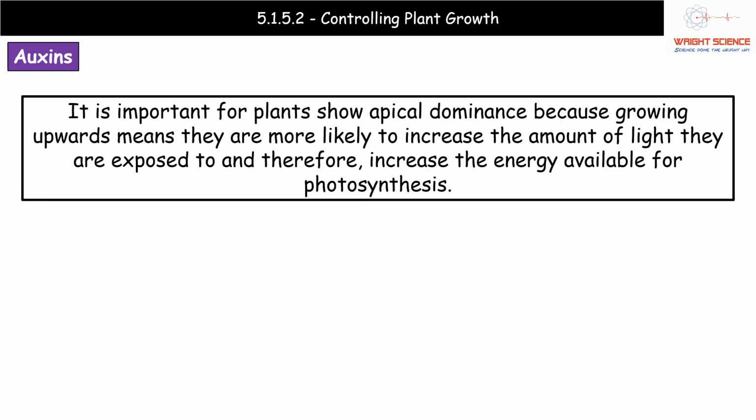Now, the importance of this ties into photosynthesis, which is also in Module 5. So we can see questions about auxins linked into photosynthesis questions as well. Because if we've got plants growing upwards in that apical dominance, then they're more likely to increase the quantity of light they can absorb on their leaves and therefore carry out photosynthesis at a faster rate.